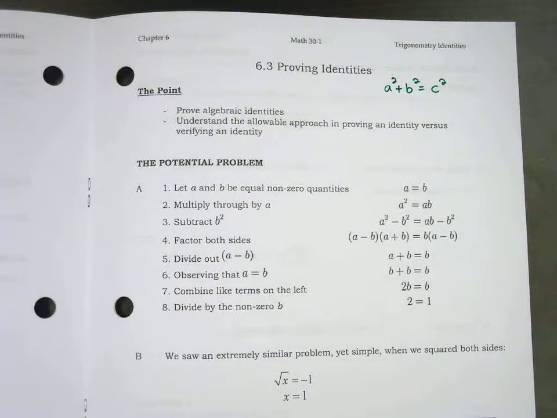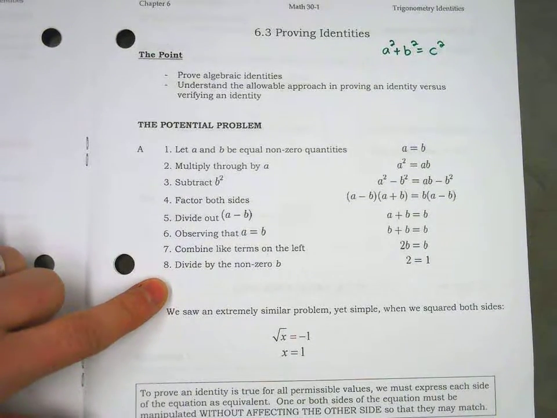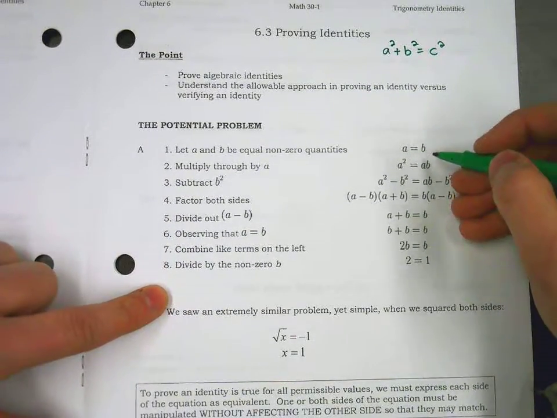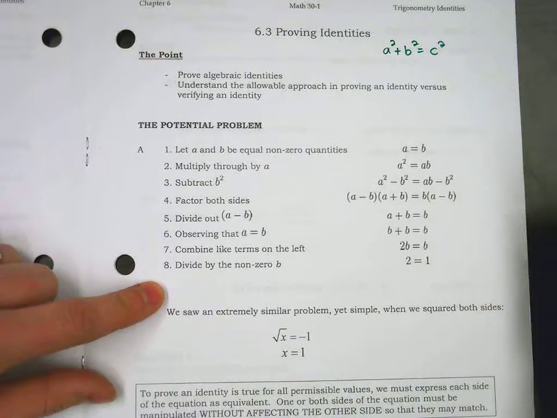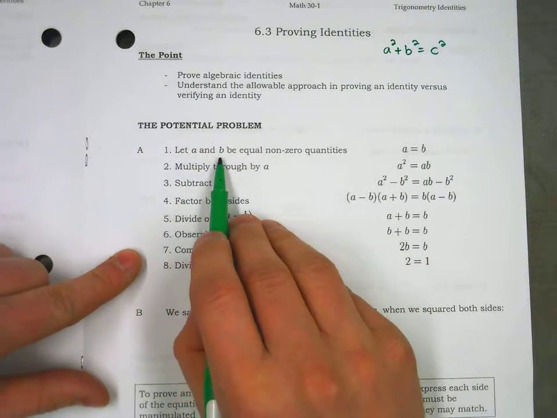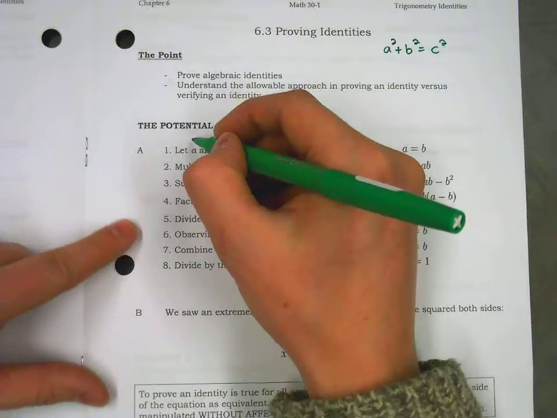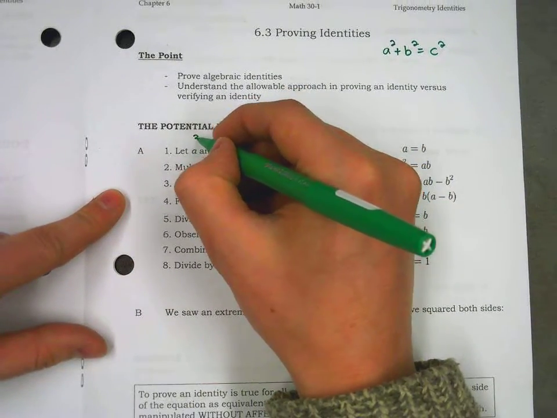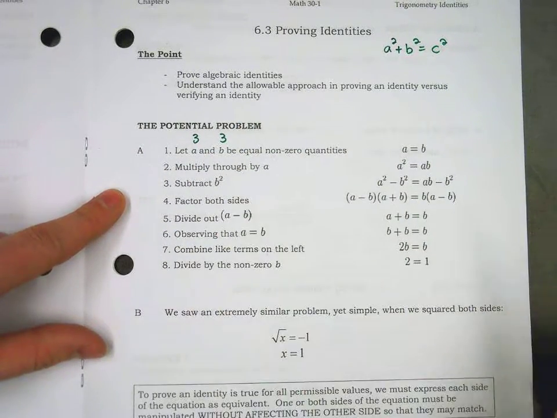The first thing to chat about when we talk about proving identities is a potential problem. I'm going to work through just a very quick investigation, and I'll comment on an issue that could happen. Let's start with two facts. An a and a b. Let's just say these are two non-zero quantities. For example, I could say that a is 3 and b is 3. Let's say they are non-zero but equal.